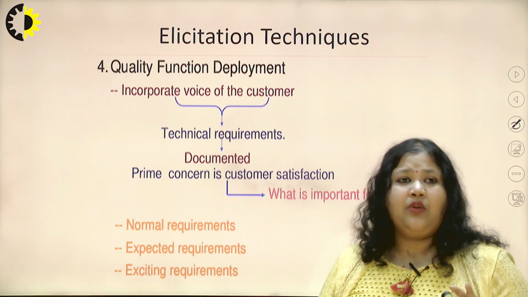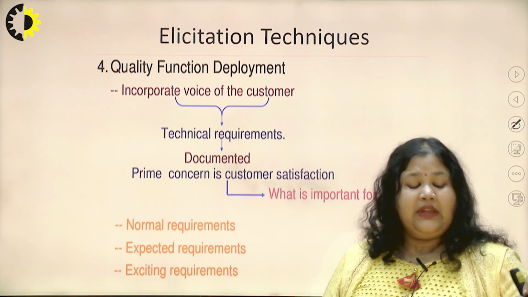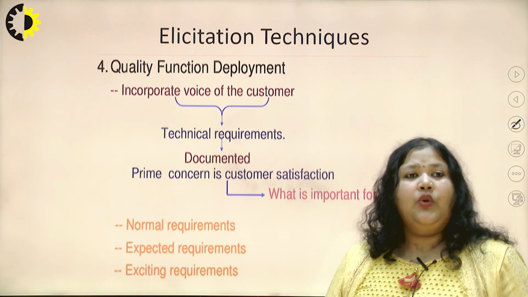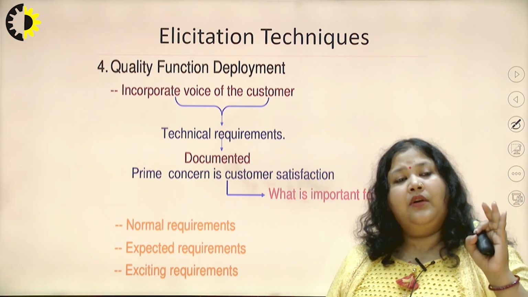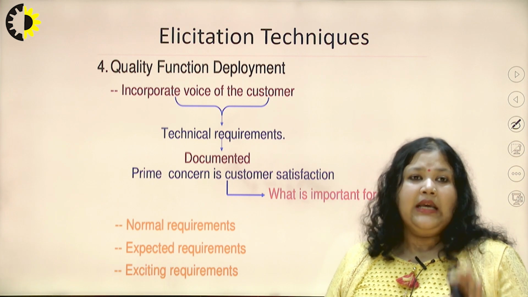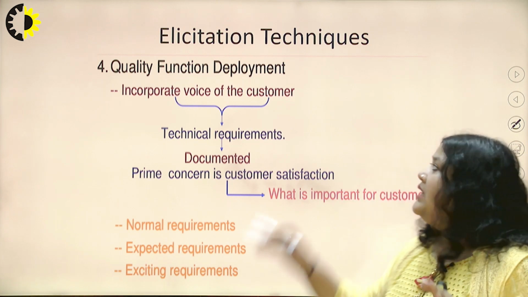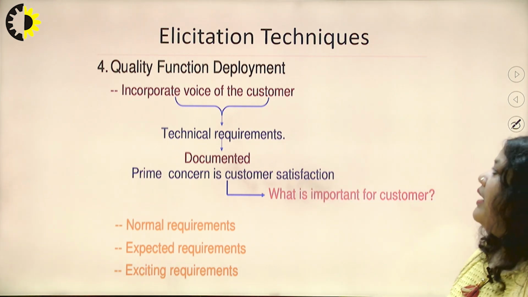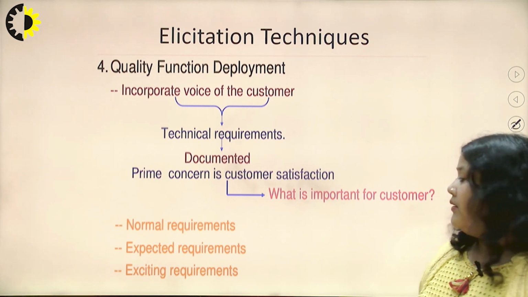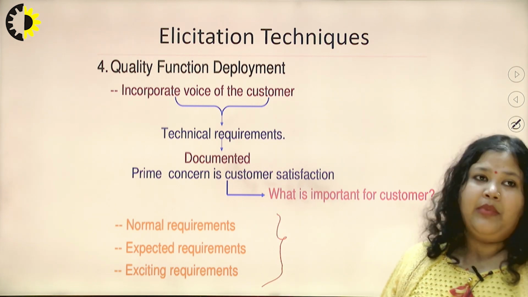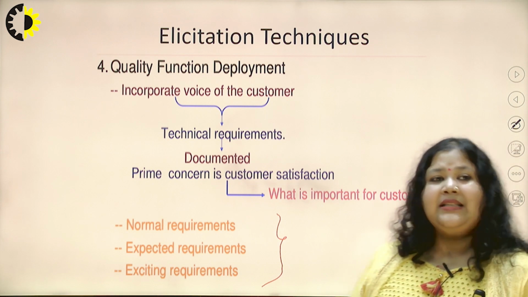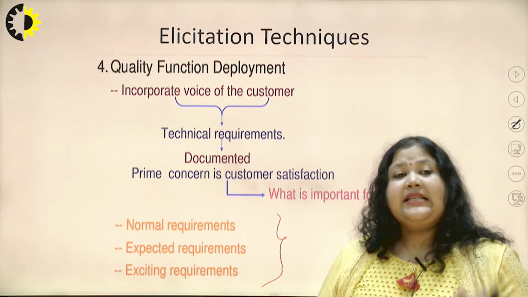When the customer is not satisfied with the defined solution, the solution of the problem is completely restless. So these are the basic fundamental steps of QFD. These cover three kinds of requirements: first is the normal requirements, second is the expected, and third is the exciting requirements.